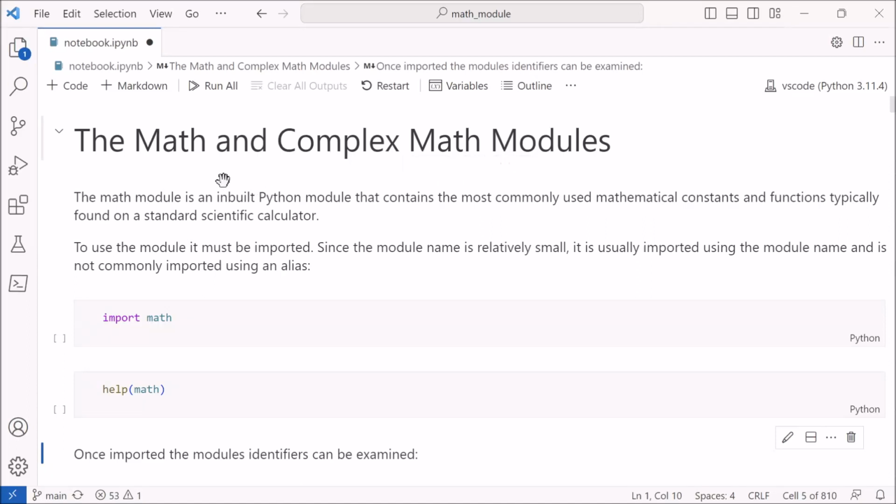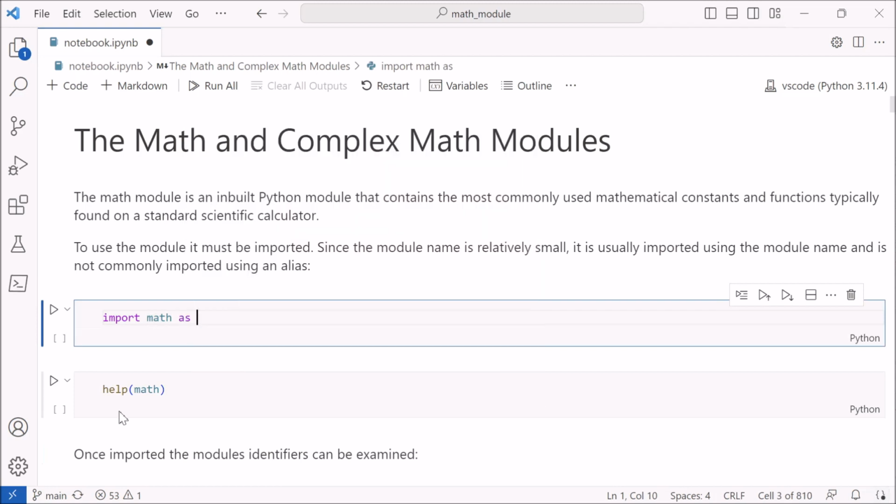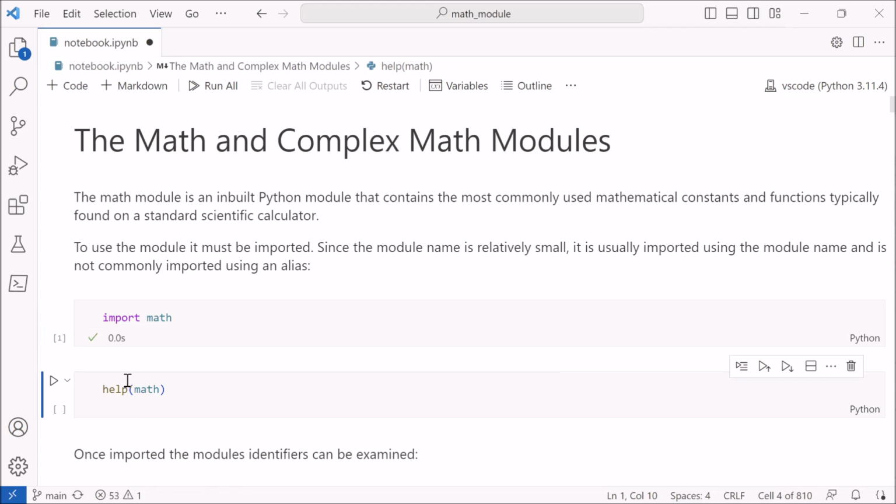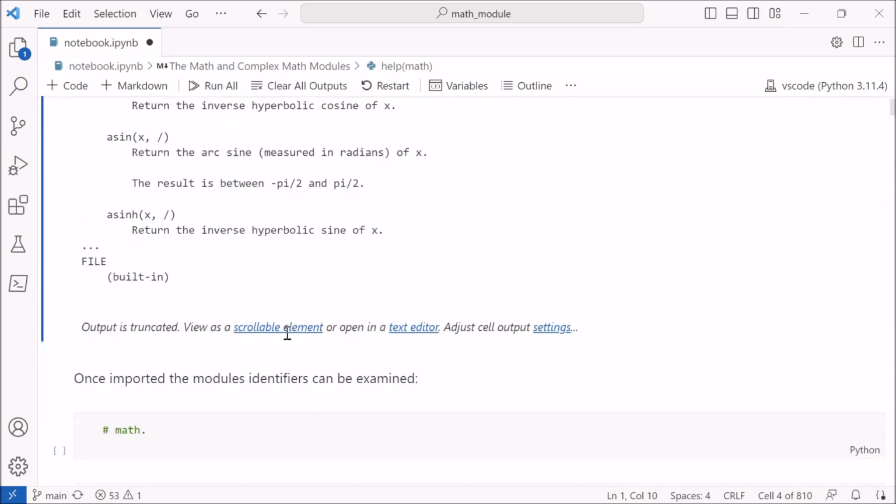In this video, I'm going to give an overview of the math module in Python, which is a built-in module that contains the most commonly used mathematical constants and functions, typically found on a scientific calculator. To use the module, it must be imported, and it's not typically imported as an alias because its name is rather short. So now that it's imported, we can look up its help.